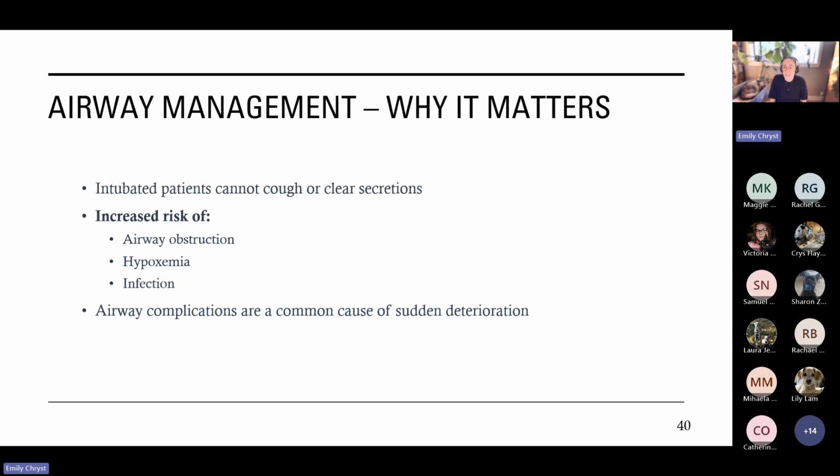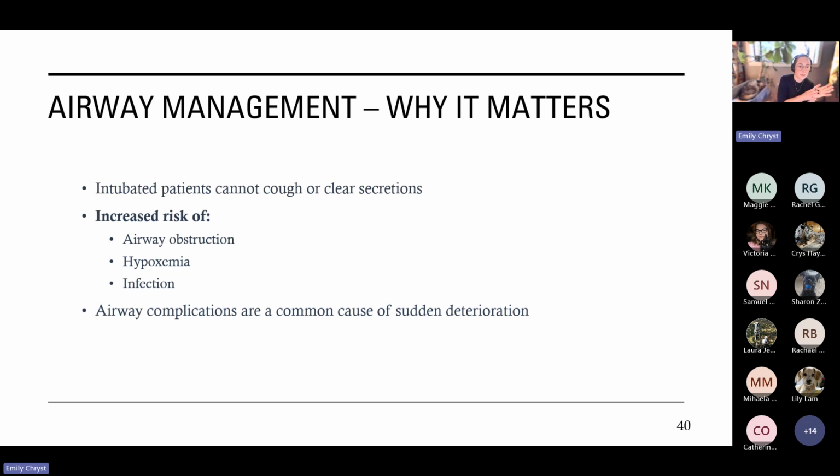Well, a big one is that intubated patients cannot cough or clear secretions. So this is one of the most important concepts in this entire lecture. Second, we intubate a patient, we remove their ability to protect their airway. And if they can't cough and they can't clear secretions, everything we normally rely on the body to do is now our responsibility. A lot of ventilated patient crashes are airway related. So this is your first thought when something goes wrong.